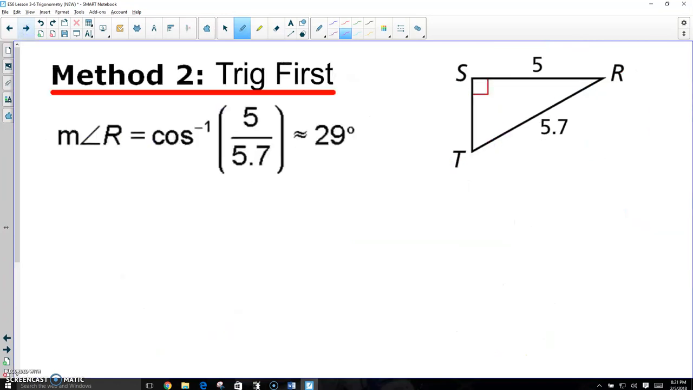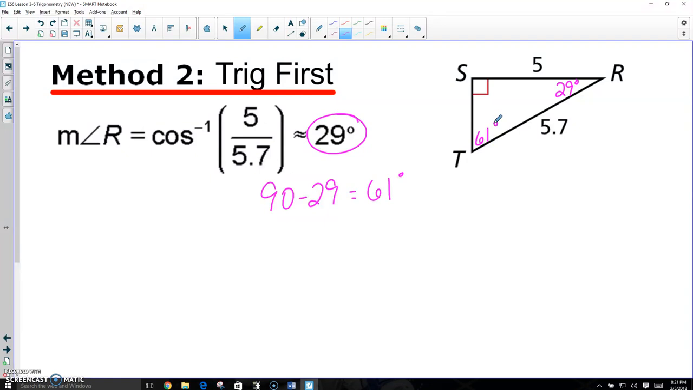Here is the second way. I could have done the trig first. So this is the same steps that we just showed on the last one. So they got angle R to be 29 degrees. So we can put 29 degrees in there. We can then take 90 minus 29, gives us 61 degrees. So we've solved this a little bit differently.